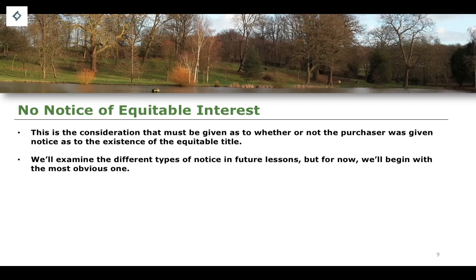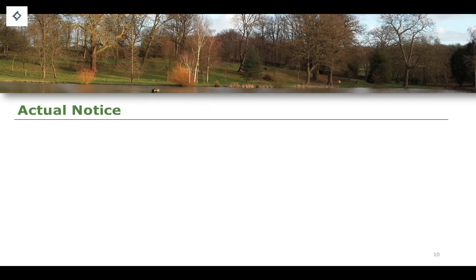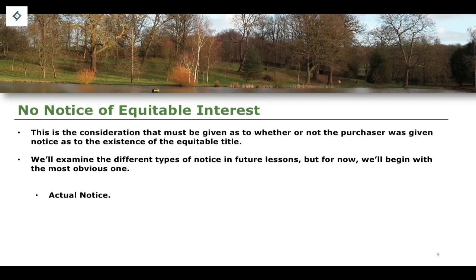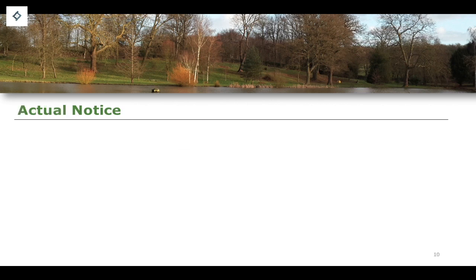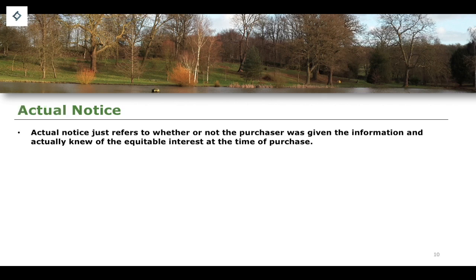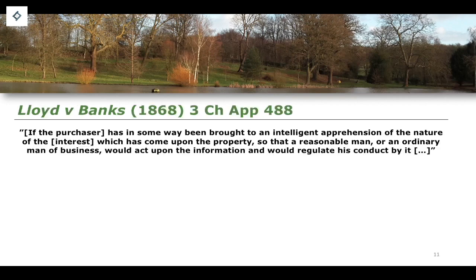So there are three main ways in which notice is given. We will talk about the first one in this lesson, and then we'll talk about the other two in future lessons' time, the other two being constructive notice and imputed notice. So the first of these, though, in this lesson is the most obvious. Has the purchaser of an estate, of the legal estate, been given actual notice? Okay, actual notice just refers to whether or not the purchaser was given the information and actually knew of the equitable interest at the time of their purchase.